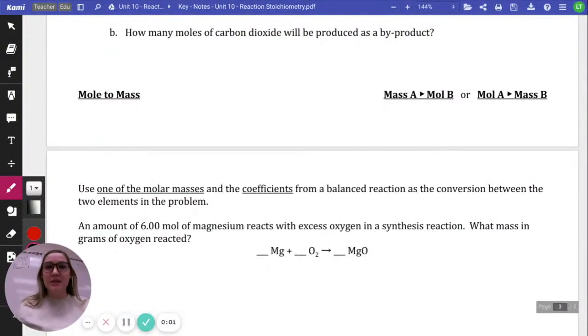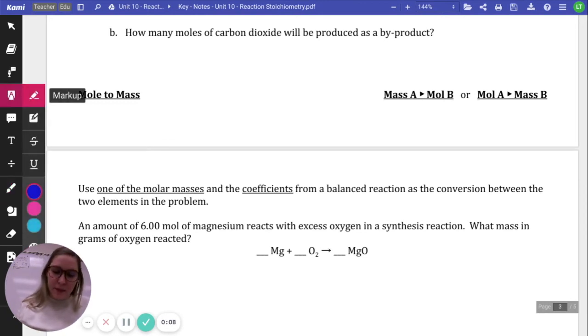All right, guys. So we're going to go ahead and move on, and we're going to work these mole to mass problems. Okay, so in mole to mass problems, you are going to use one of the molar masses, because we're going to start in grams or something like that, and the coefficients from our balanced equation to, once again, do our mole to mole ratio.